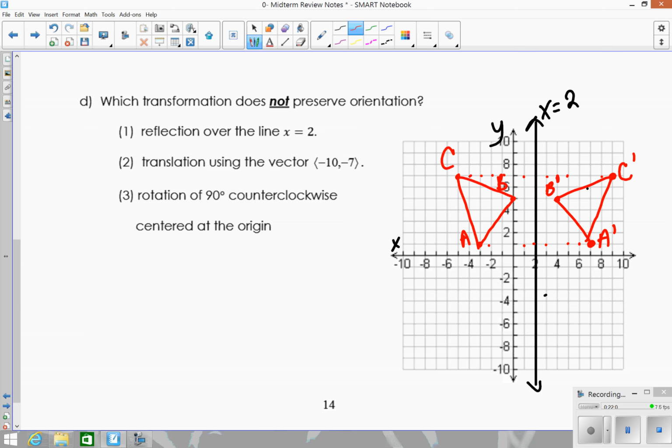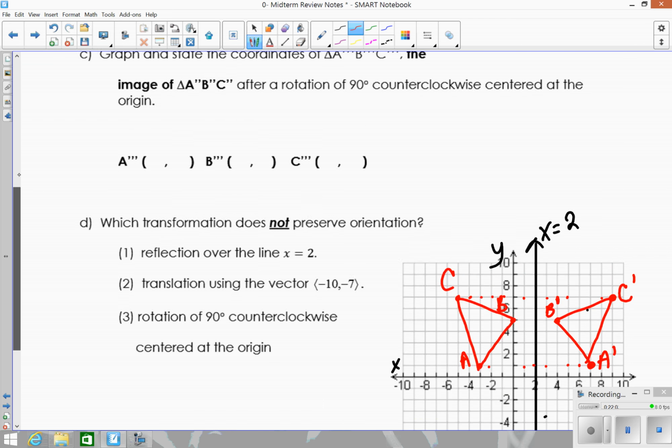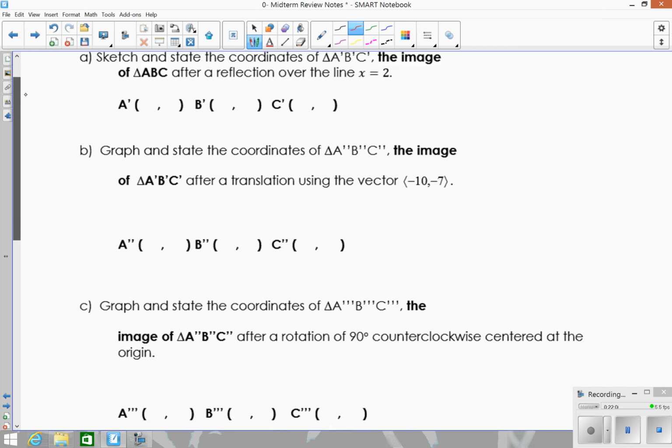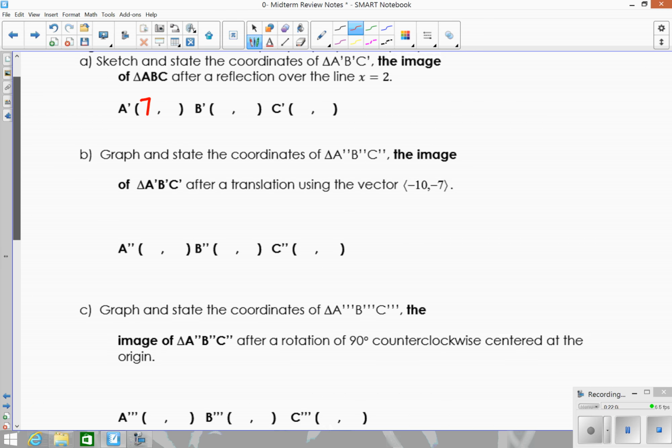And then we record our coordinates for that. So let's go up top and just fill those in. So it's going to be 7, 1 for A prime. B prime is 4, 5. And C prime is 9, 7.